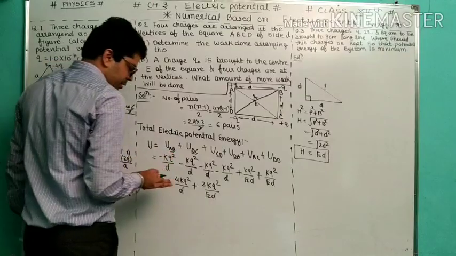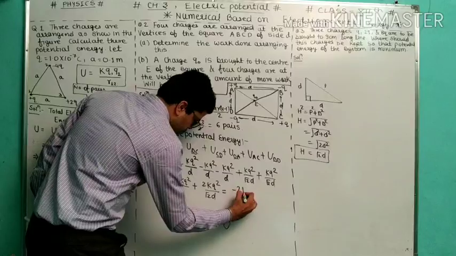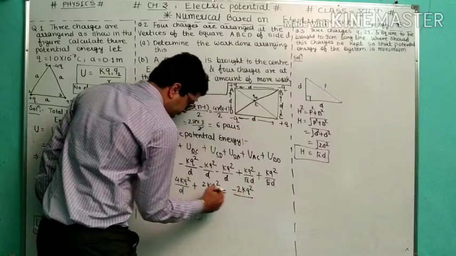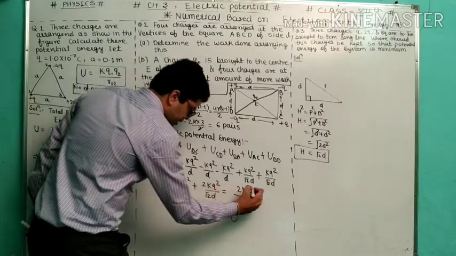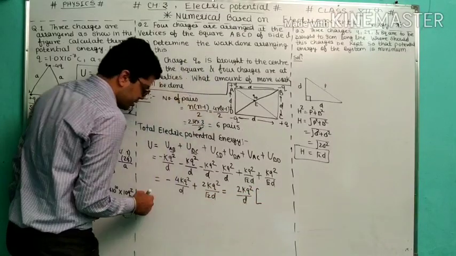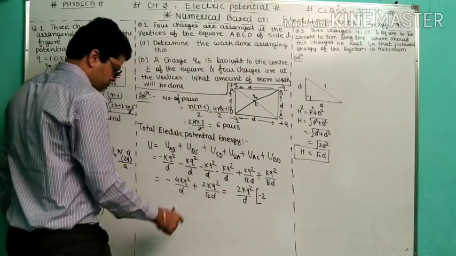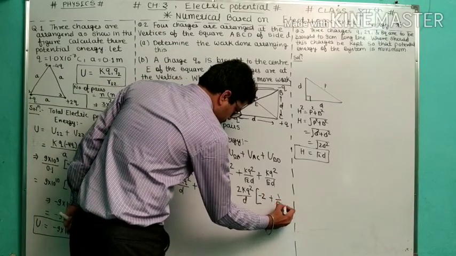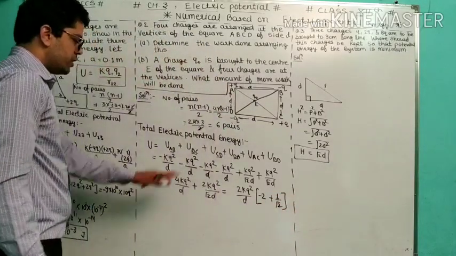Okay, so this is very simple. Now what is common here? Minus 2 KQ square is common here. Not negative, we are going to take only 2 KQ square common. D is also common, so divided by D. The remaining inside is minus 2 and plus 1 by root 2. Okay, so this is your answer.